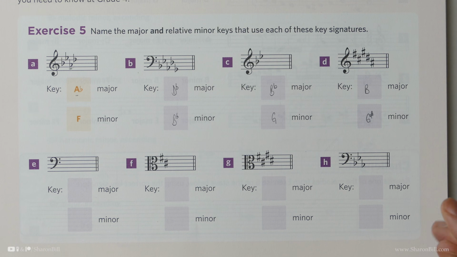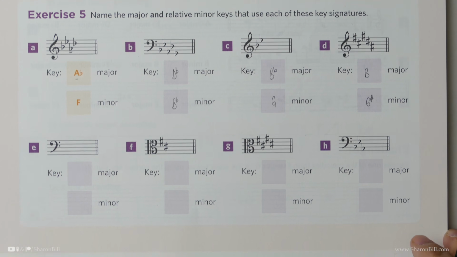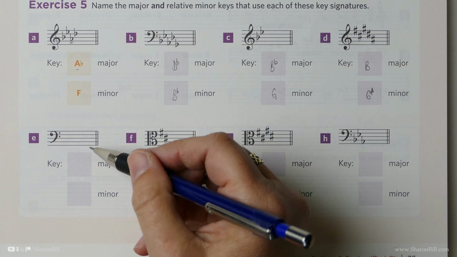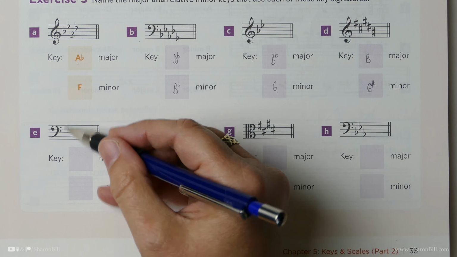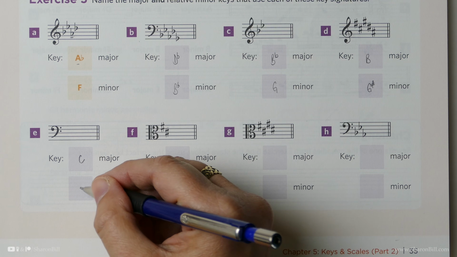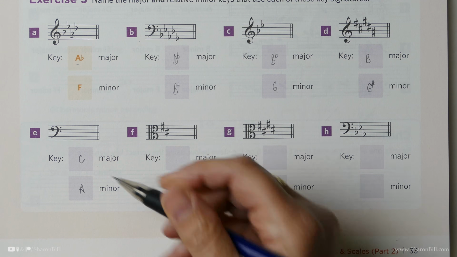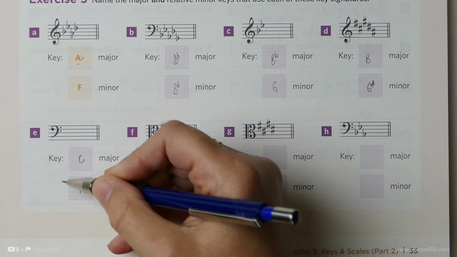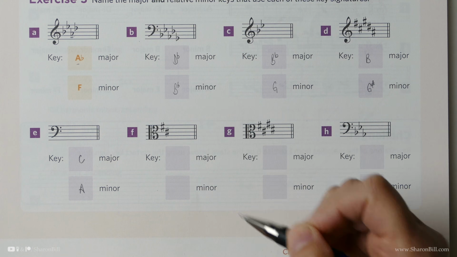So you can see that it's just a matter of revision, just to learn to jump into these keys. Now here's one we haven't perhaps looked at for a while, right back in grade 1. No sharps, no flats. C major, A minor. That's the starting point if you're counting up for your sharps and back for your flats in the circle of fifths, I should say.